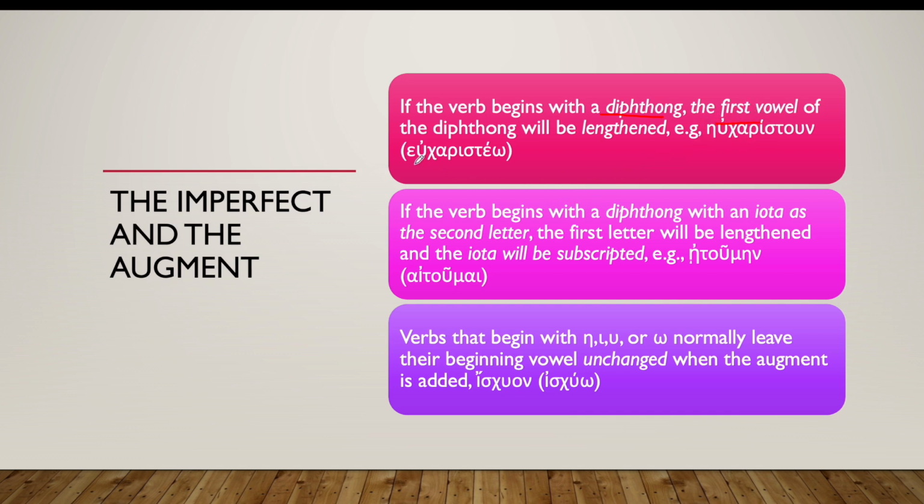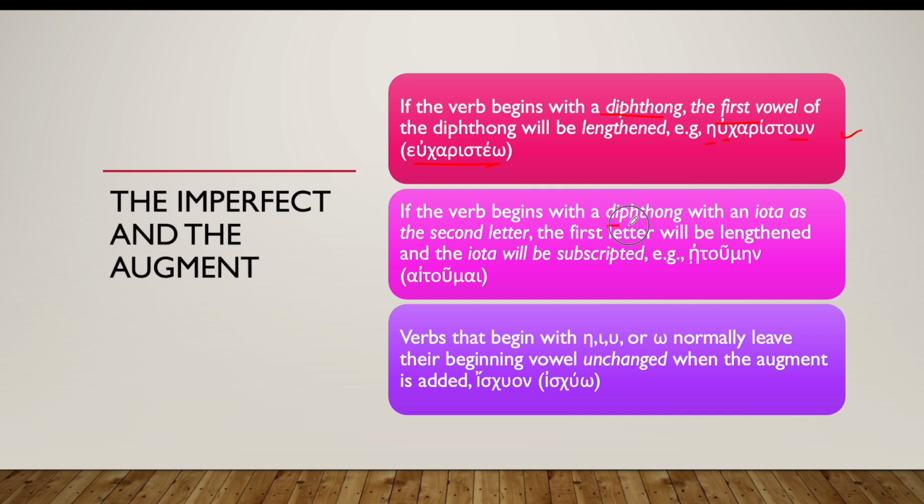So the verb eucharisteo, which means I give thanks, that epsilon is lengthened to an eta. The second vowel, the upsilon, maintains its form. So eucharistun. Okay, this ending is different because we find out later it's a contract verb. We'll get to that later on in the class.